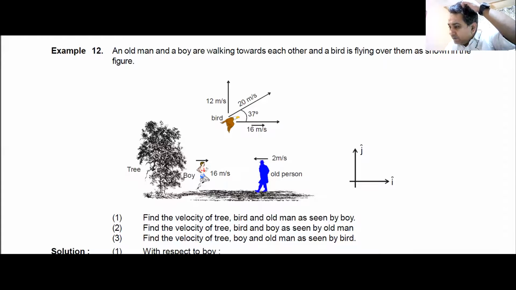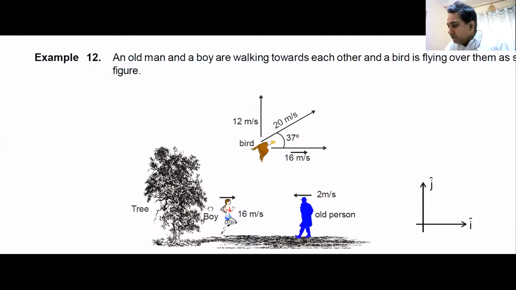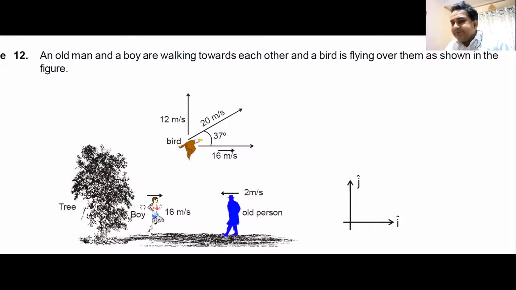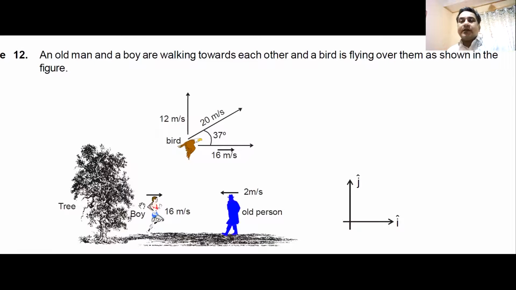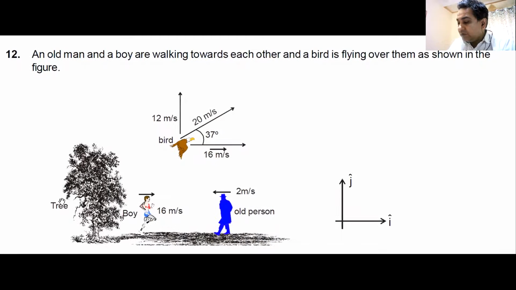Let me make it bigger. An old man and a boy are moving towards each other, and the bird is flying over them as shown in the figure. You can see the tree. Here is the tree. Obviously, the tree rests with respect to ground.